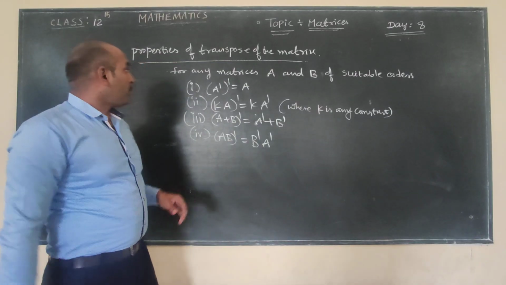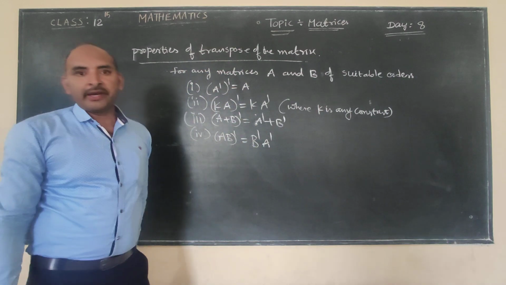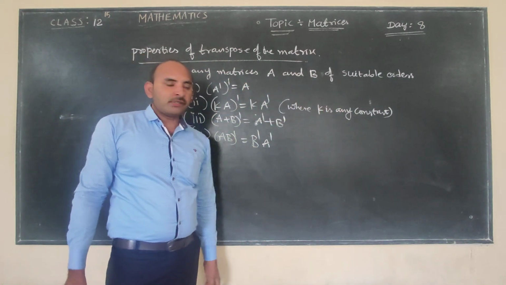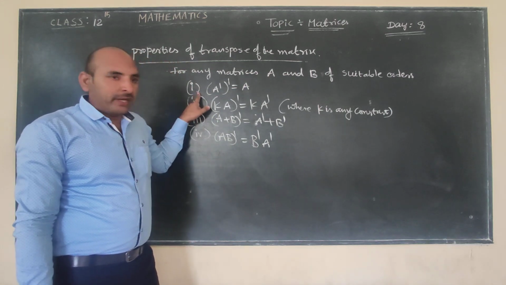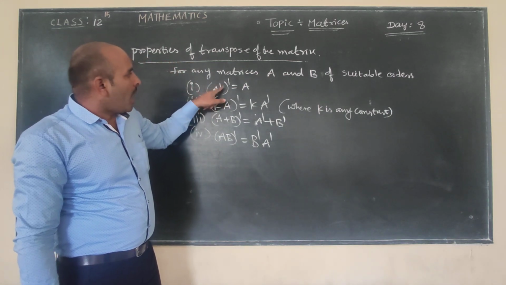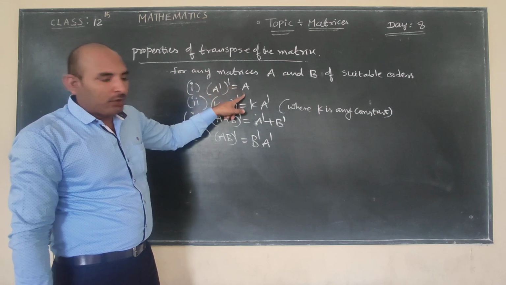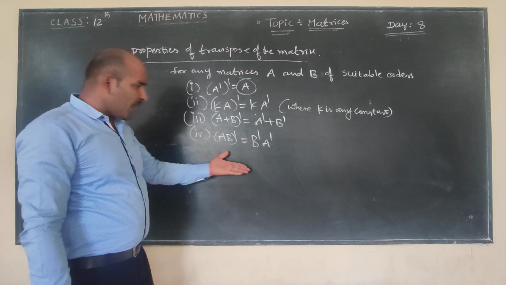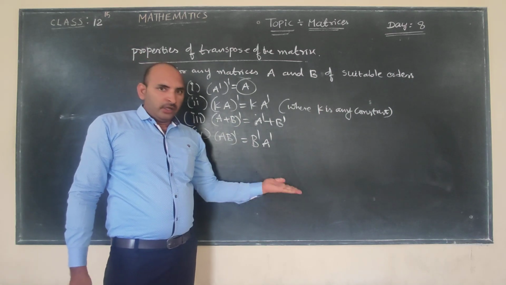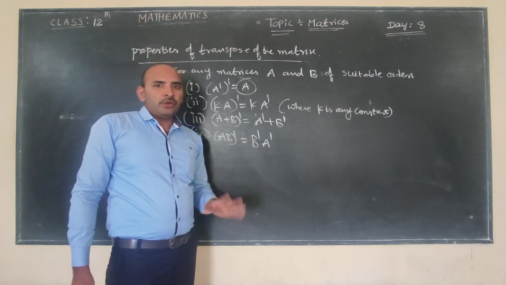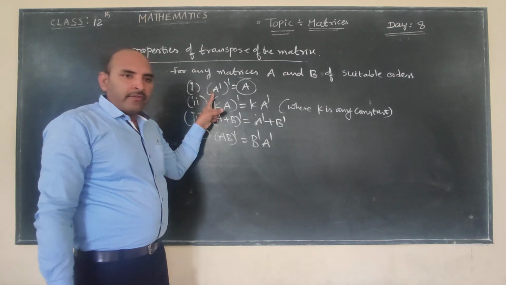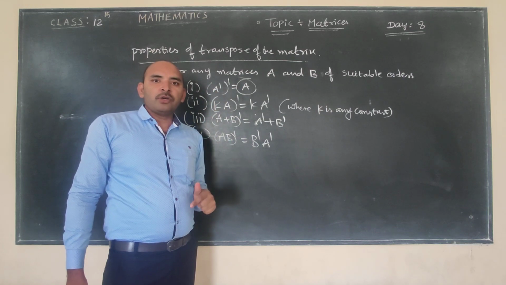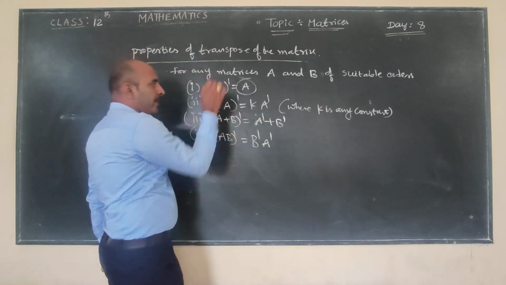So now we have some properties of the transpose of a matrix. Here A and B are any two matrices with suitable orders. So what is the first property here? A transpose and whole transpose equals, you will get the given matrix. Already we have seen transpose of the matrix examples. You can observe clearly, you will get an idea for the first property. A transpose and whole transpose is equal to A. You will get the original matrix.